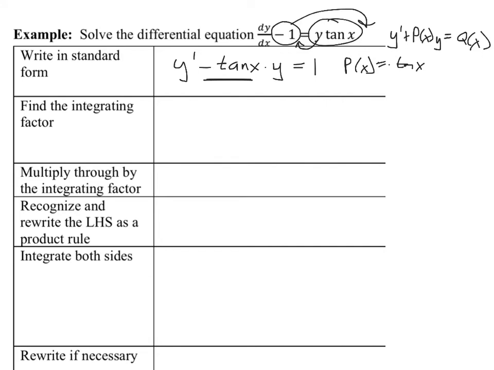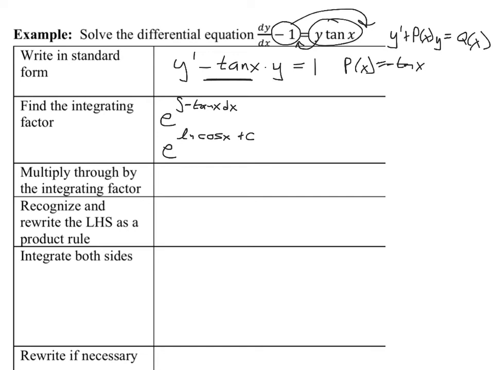Okay? So now for the integrating factor, the integrating factor here is supposed to be e to the integral of negative tangent x dx. Now, my integral of tangent is supposed to be negative natural log cosine. So we're going to wind up here with e to the positive natural log cosine x plus c. Okay? Remember, we've worked with this before.